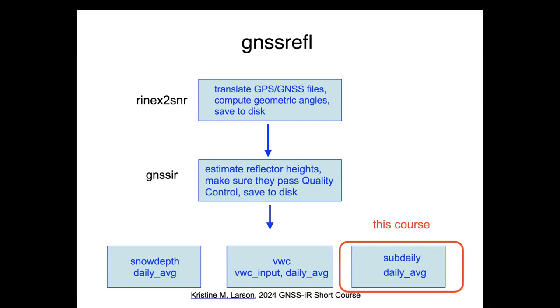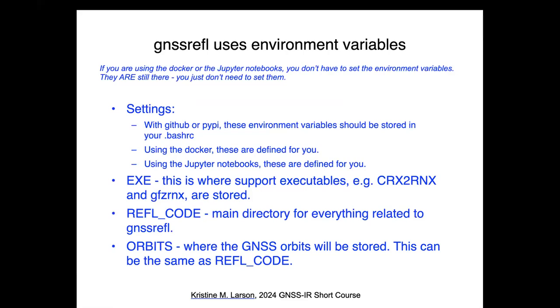Now, this class is water levels, and I don't know exactly why, but I called those daily average and subdaily, because they talk about the temporal resolution. And so that's perhaps not the best of names, but that's what they are. If you're doing a lake or a river, you're probably going to be able to use daily average without much else needed. If you're going to do tides, you should use subdaily. Okay, so I'm going to skip this, I think.